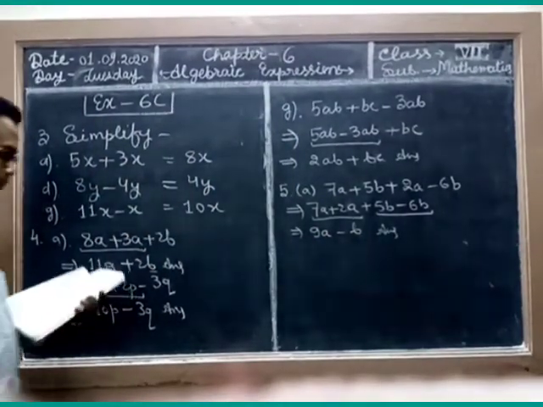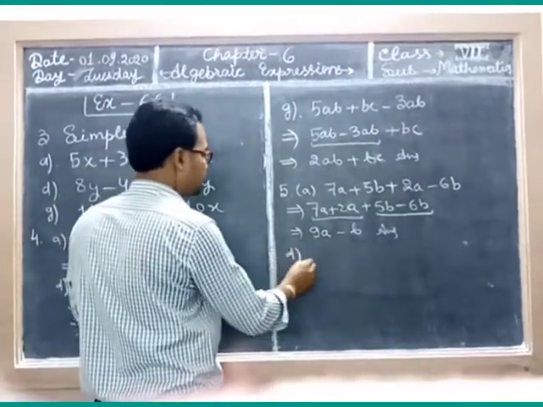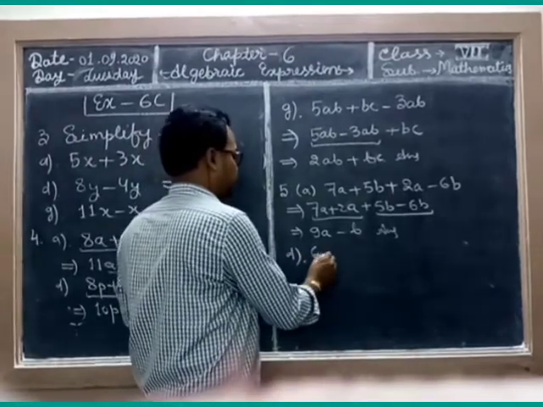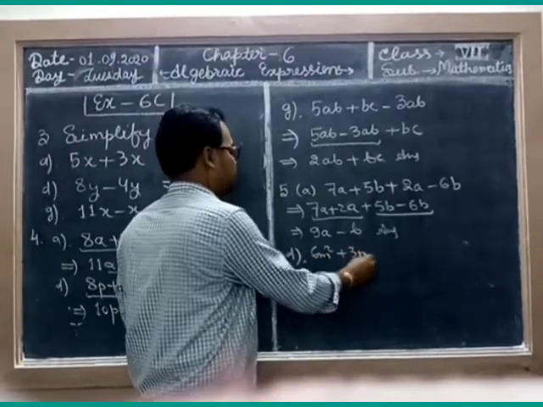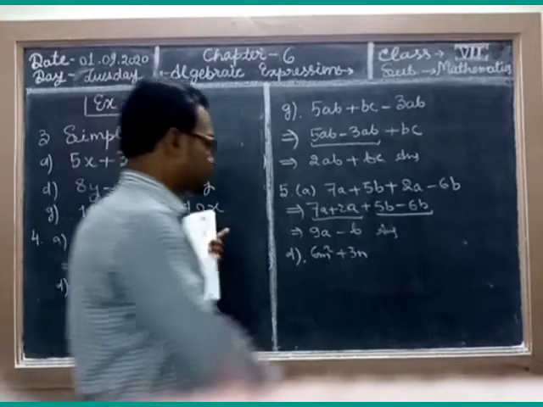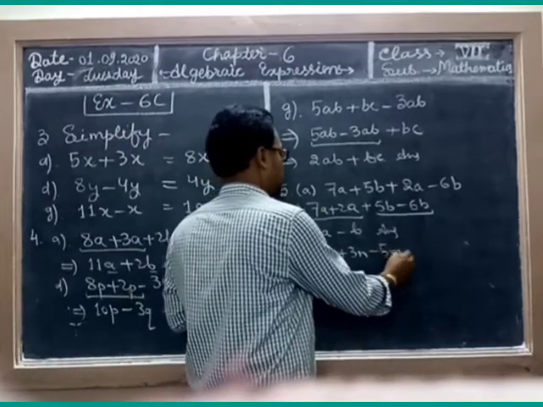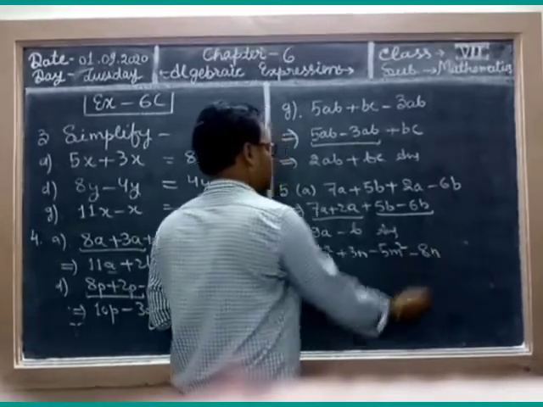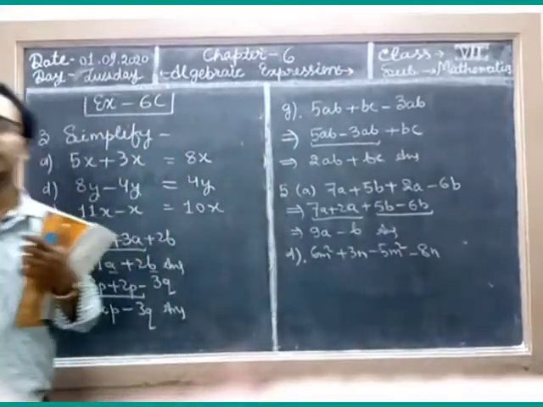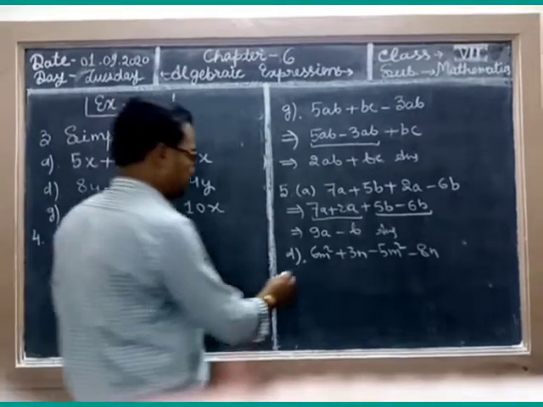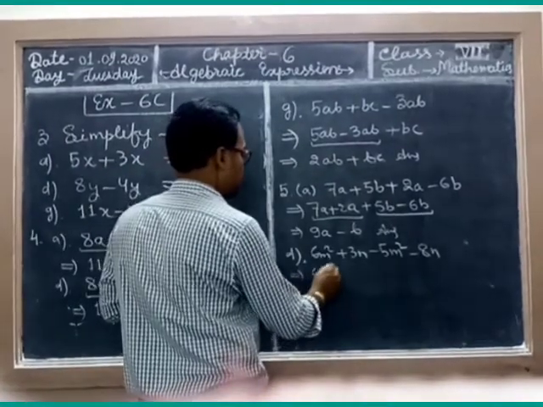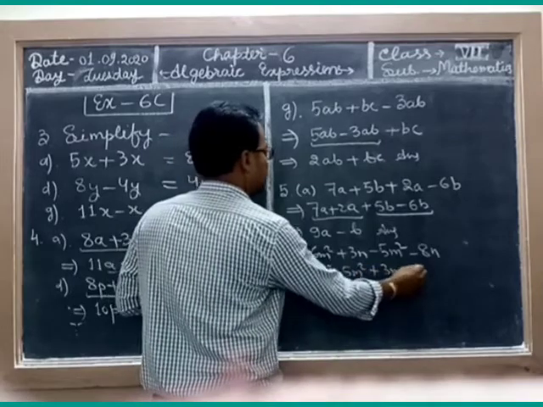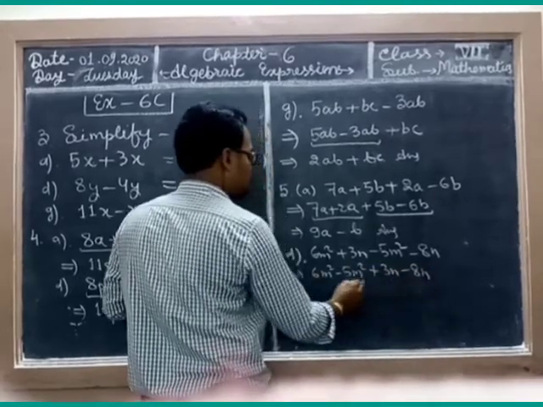Now D part. 6n square plus 3n minus 5n square minus 8n. So student, initially rearrange the like terms. So 6n square minus 5n square plus 3n minus 8n. Now they are like terms.